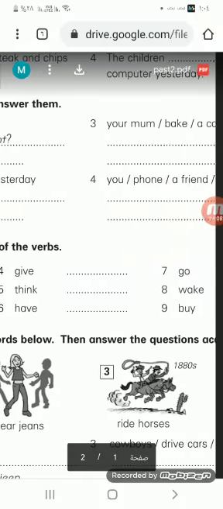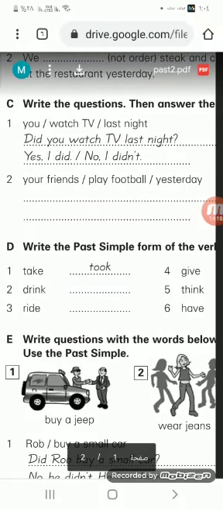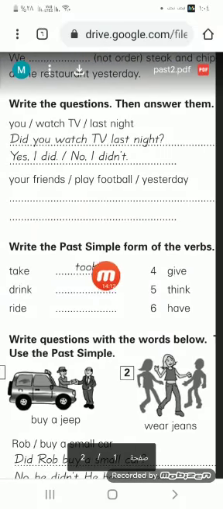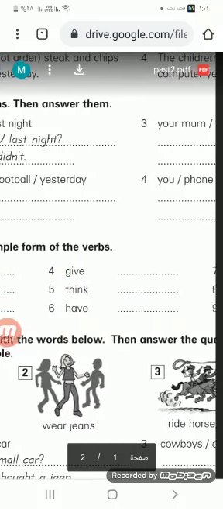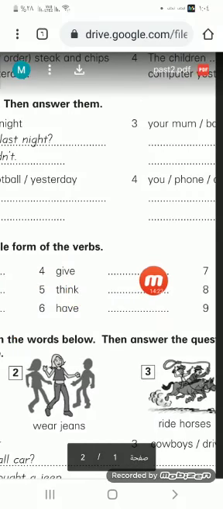Is it easy? Look at these verbs. Write the past simple of this verb. Take, took. Drink, drank. Write, wrote. Give, gave. Think, thought. Have, had. Okay?